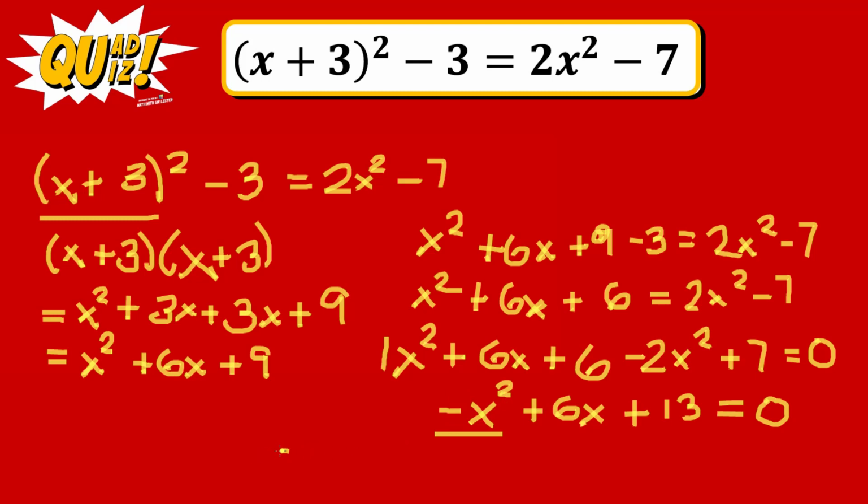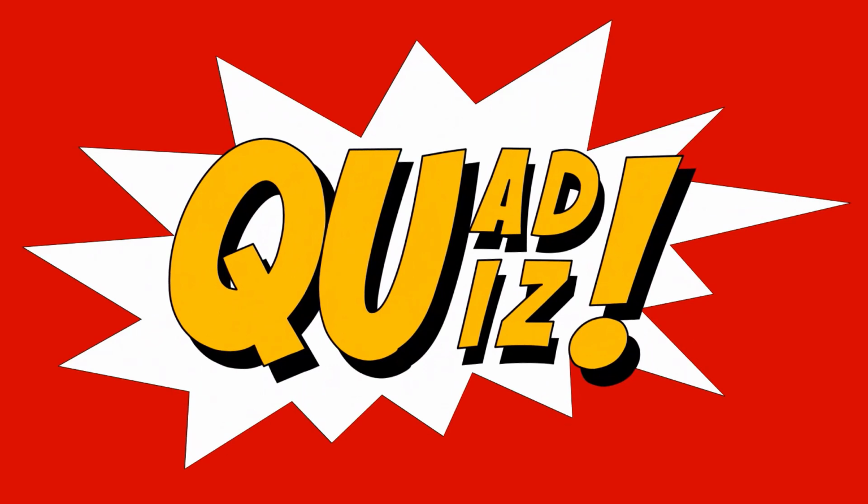And with that, we can now identify the correct A, B, and C coefficients of this given quadratic equation in standard form. Our A coefficient is the coefficient of x squared, so we'll have negative 1. Our B coefficient is the numerical coefficient of x, you'll have 6, and your C is your constant, 13. So these are the correct answers and discussions to the questions posted in this QuadQuiz.